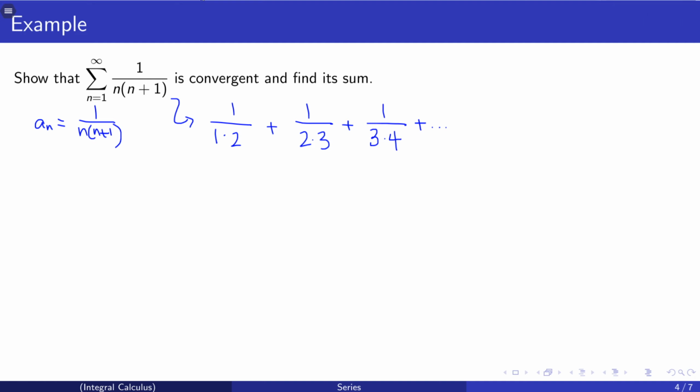And now, let's look at what your partial sums are. From the previous slide, we said that if the limit of the sequence of partial sums exists, if the sequence of partial sums is convergent, then the series is convergent. So let's look. What's S sub 1? S sub 1 is equal to just a sub 1. It's just the first term, so it's 1/2.